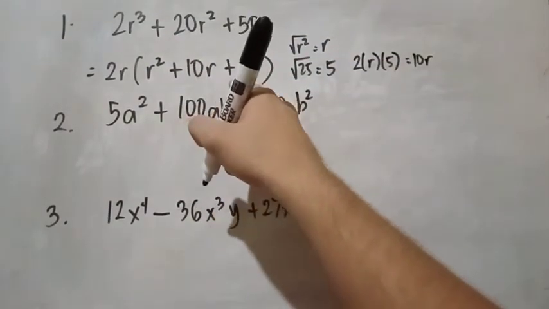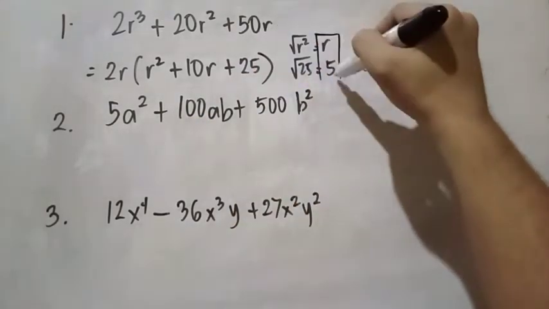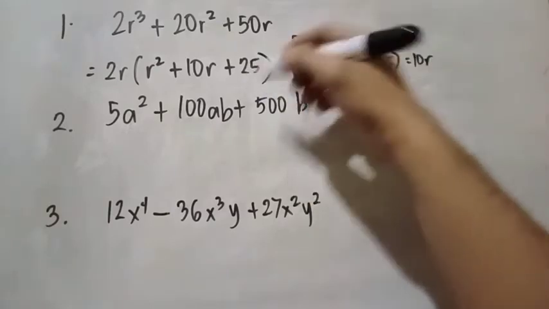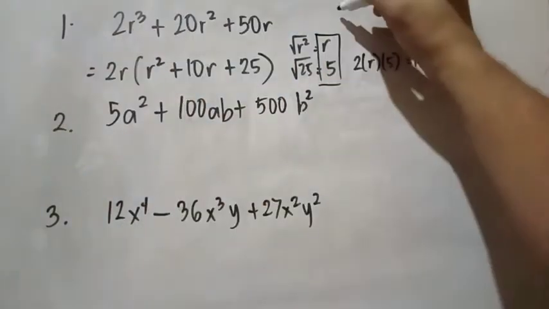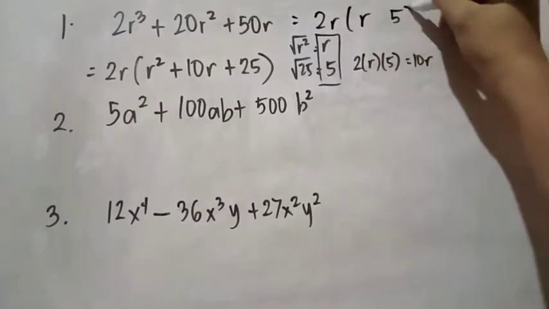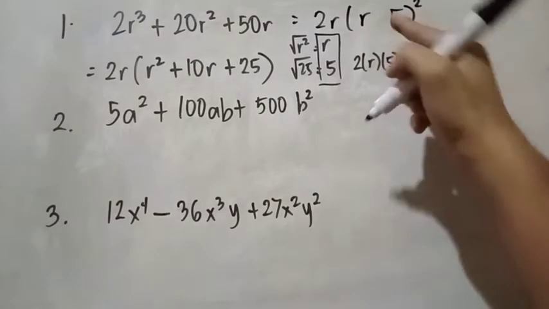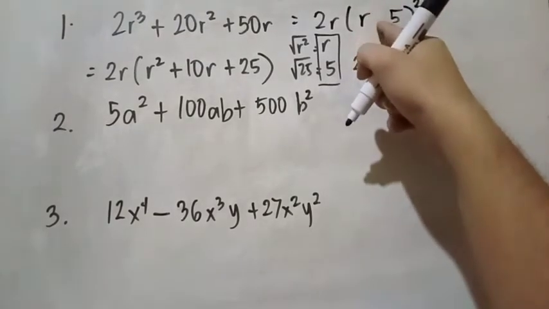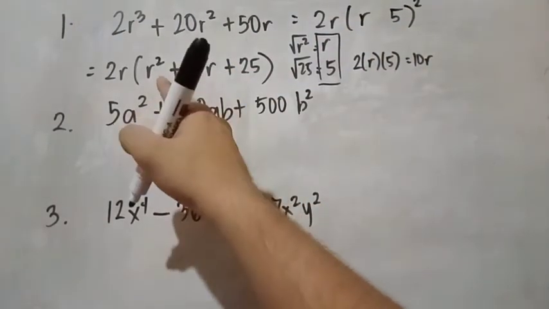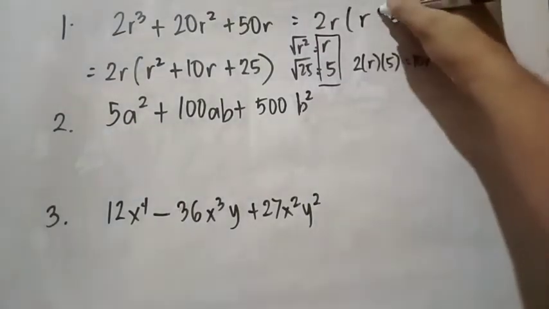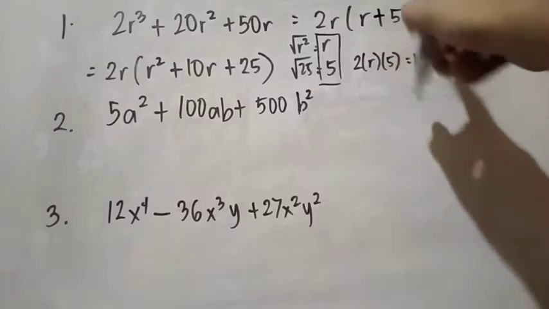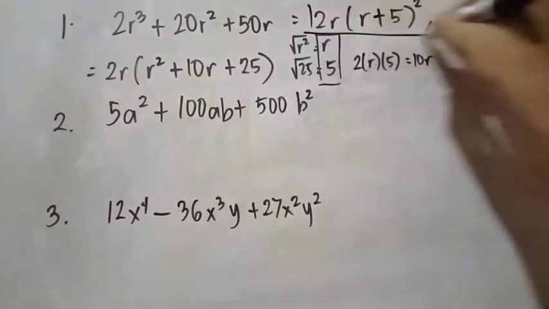Okay? So, ang gagawin natin is kukunin natin itong dalawa, which will be the terms of a binomial. So, we have, so don't forget to write the common factor first, no? So, 2r multiplied by r and 5 and then squared. So, tapos yung sign sa gitna nila is the sign of the middle term, which is 10r, positive 10r. So, that should be positive. Okay? So, we have 2r multiplied by r plus 5 quantity squared. So, ito yung sagot.